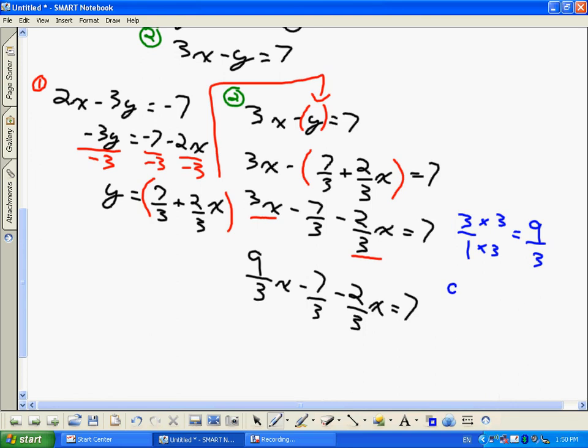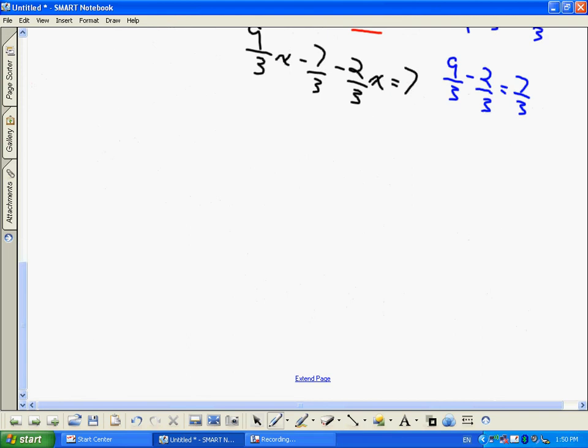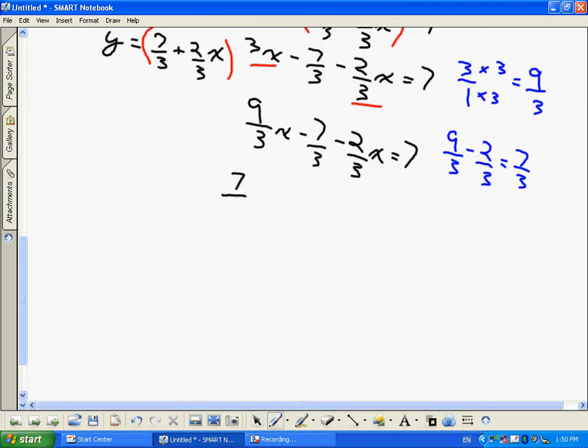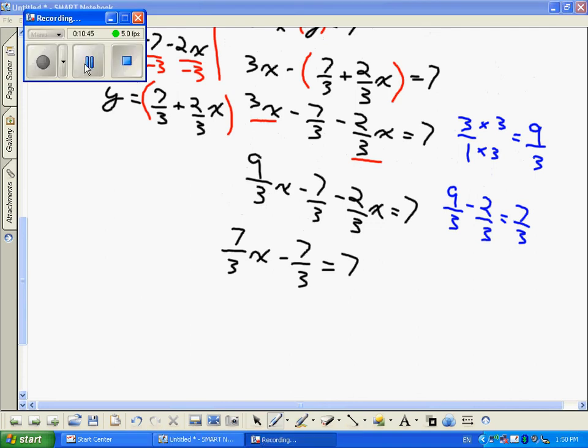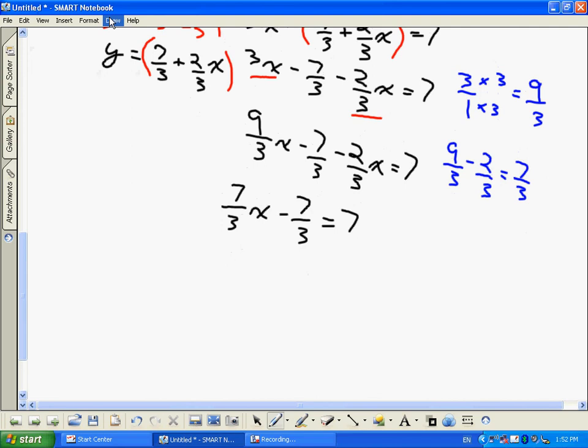I'll put it up here on the side again. 7 over 3. So I now have 7 over 3x minus 7 over 3 equals 7. Okay? We have 7 over 3x minus 7 over 3 equals 7. There's a way I can get rid of all these 3's and make this whole numbers.